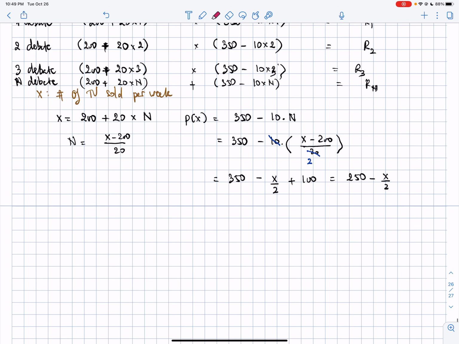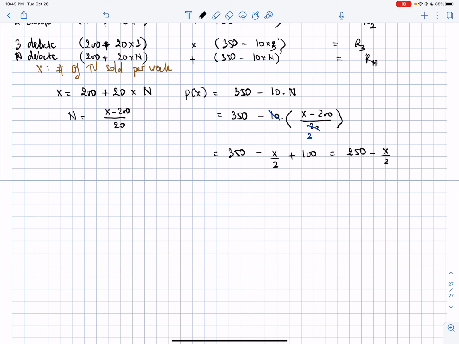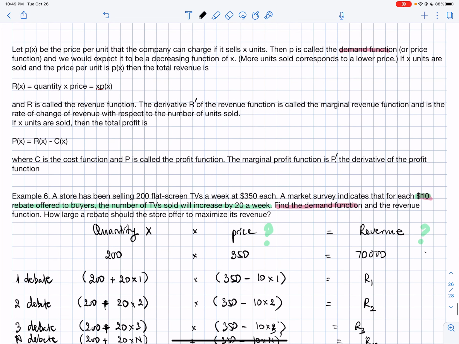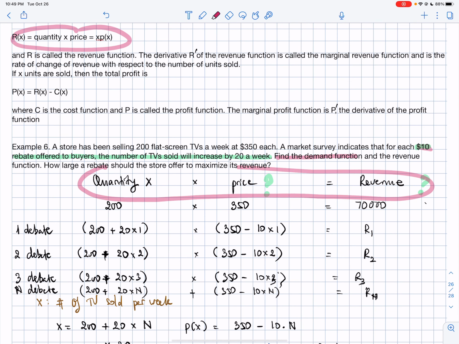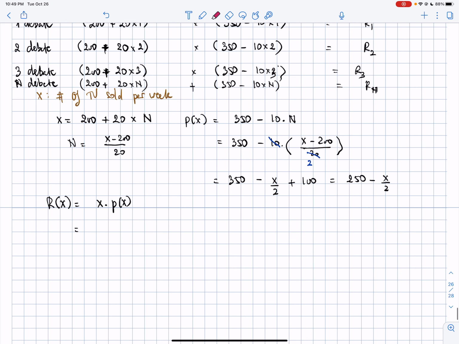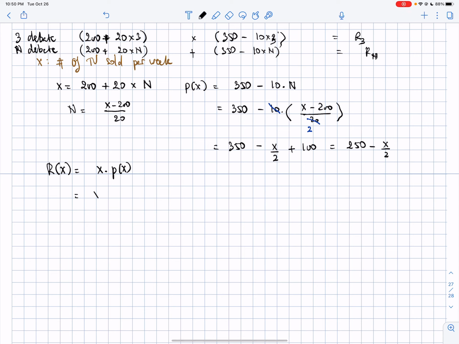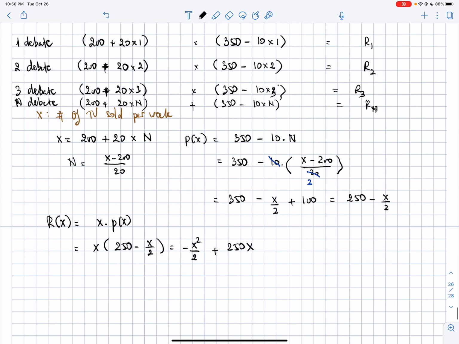Okay, so what is the revenue function? The revenue, R of x, is x times P of x, by using the formula that we wrote down above. So quantity times the price, that is x times P of x. So we have x times 250 minus x over 2. Then we got negative x squared over 2 plus 250x. Okay, so we just answered the question to find the demand and the revenue.